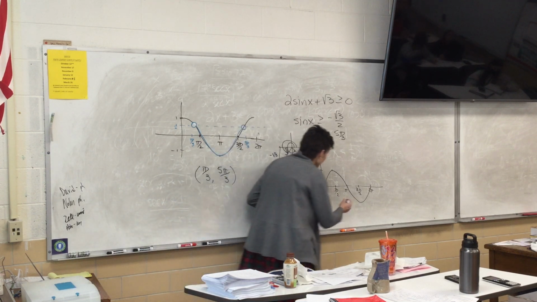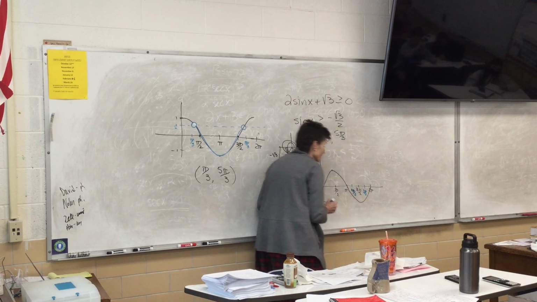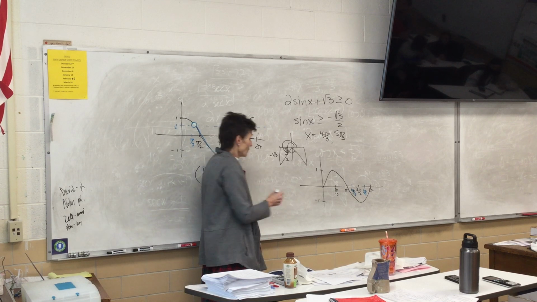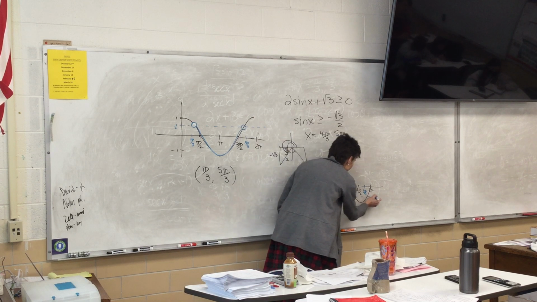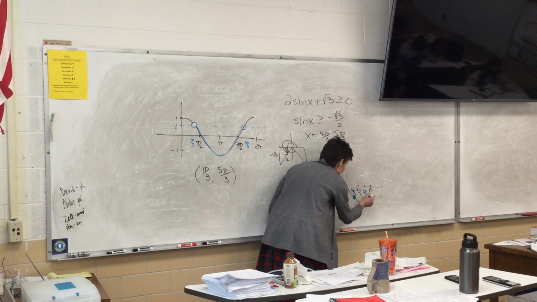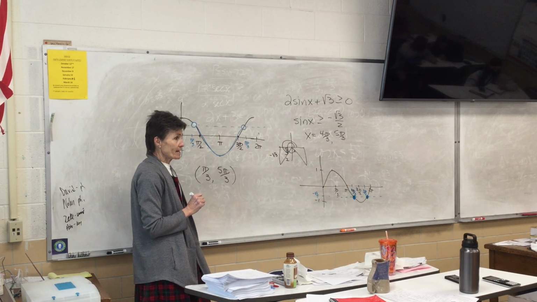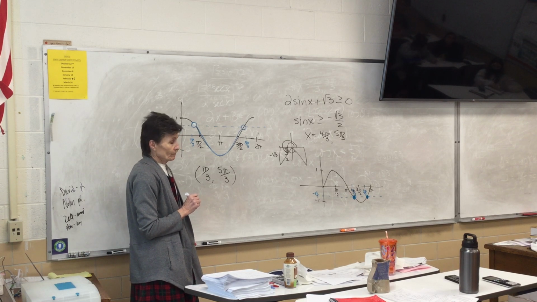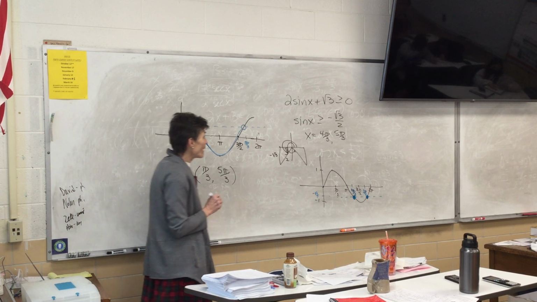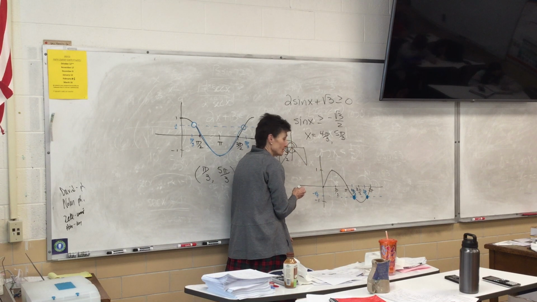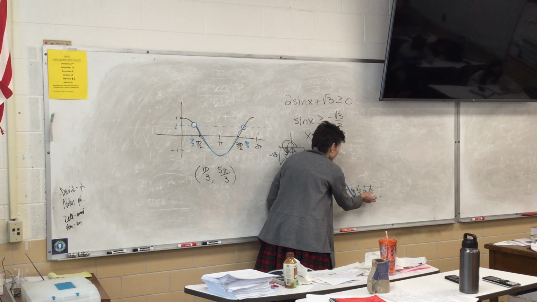So 4 pi over 3 is right here, and 5 pi over 3 is right here. Remember, you're getting a value of negative root 3 over 2, so that's going to be down here. This point blocking in, and this point blocking in. That's where the sine is negative root 3 over 2. Now, where is the sine bigger than that? Well, it would be all of this, right? And this.